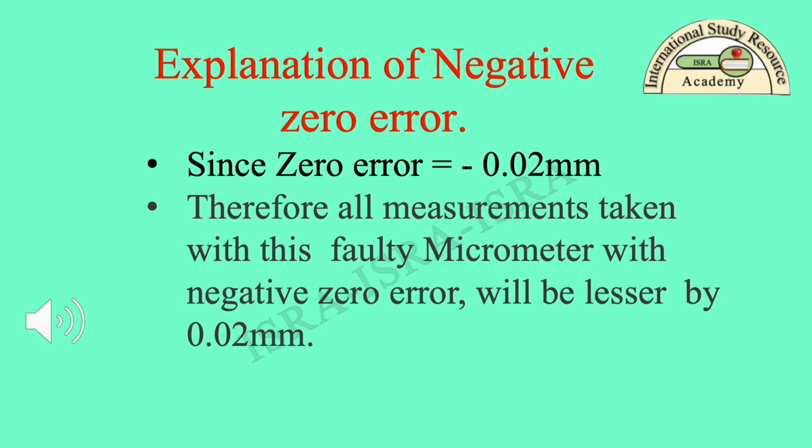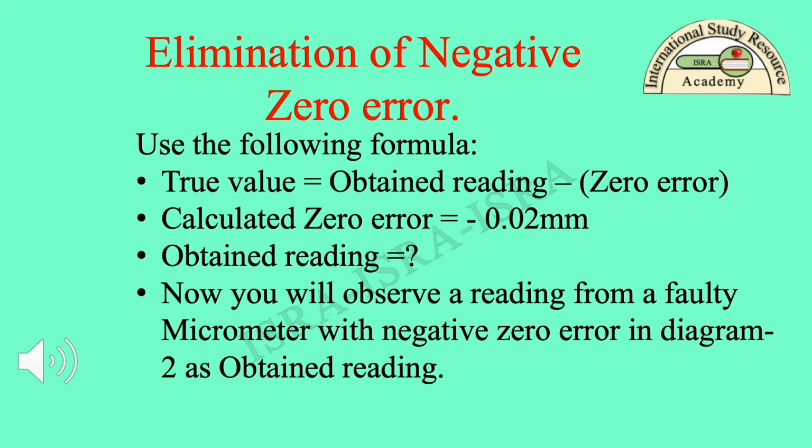Explanation of negative zero error. Since zero error is equal to -0.02 mm, therefore all measurements taken with this faulty micrometer with negative zero error will be lesser by 0.02 mm. Elimination of negative zero error. Use the following formula. True value is equal to obtained reading minus within bracket zero error. Calculated zero error is equal to -0.02 mm. Obtained reading is equal to question mark.